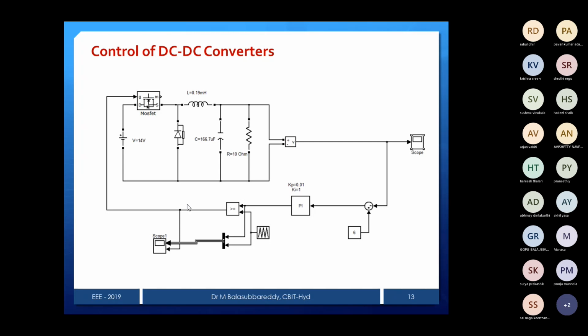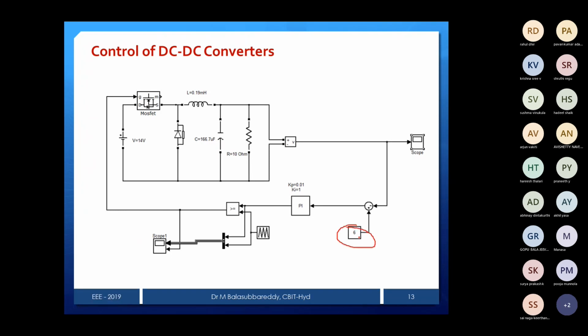You can do the simulation also. Whatever I explained, I did in a simulation. I gave the input as 14 volts, the switch is a MOSFET, then the diode, an inductor, a capacitor, and some load. What I want is for the output voltage to be the desired voltage. Let us say I want 6 volts.